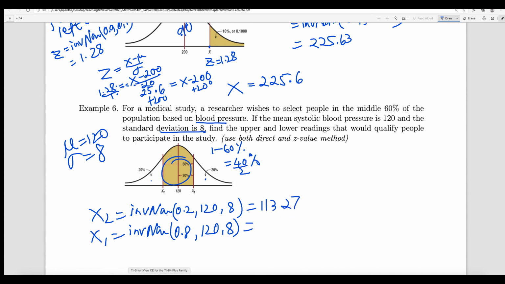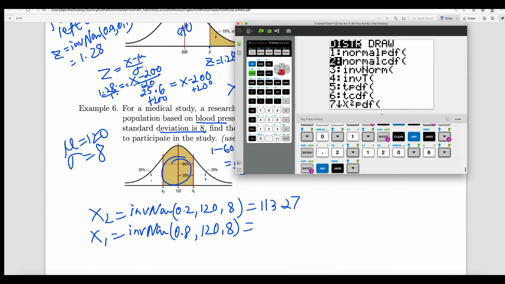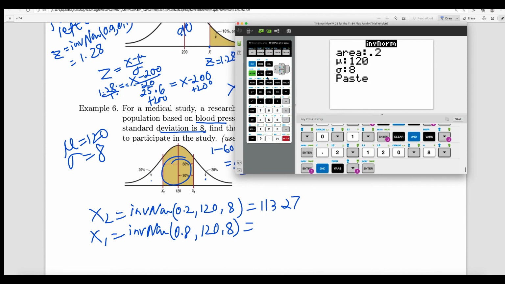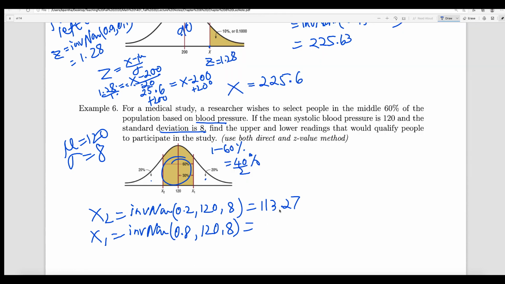Now to find out the x1 value, similar. Second vars, the inverse norm, and then 0.8. Everything is the same, only the left area is 0.8, and mean is 120, sigma is 8, and then hit enter. You get 126.73. So if you want to do the g value method, you need to find out g1 and g2 first.